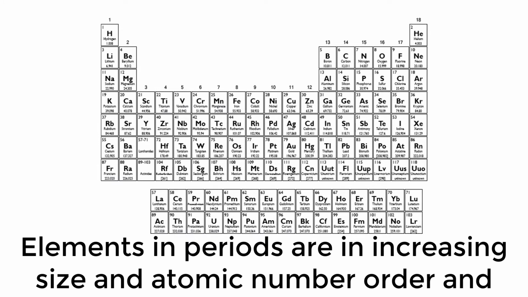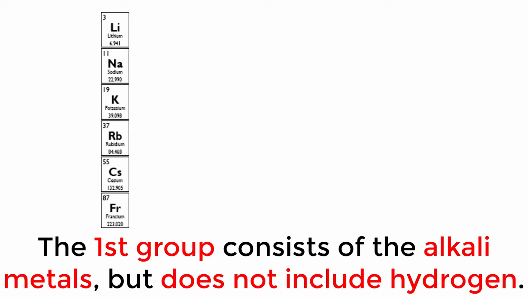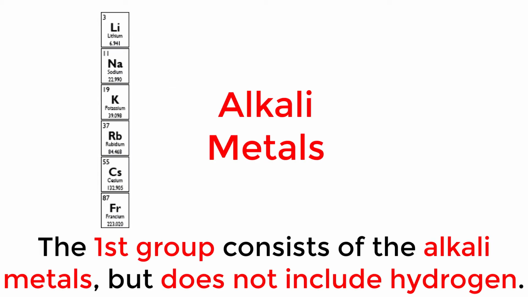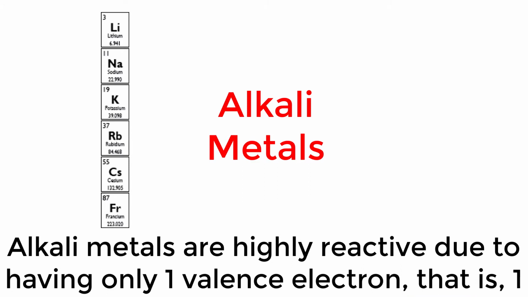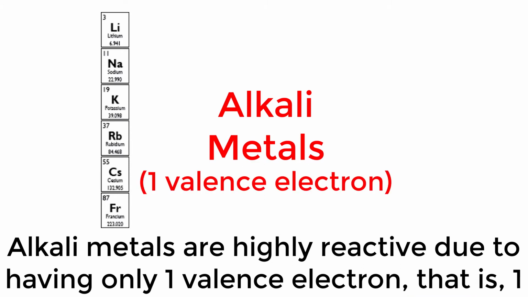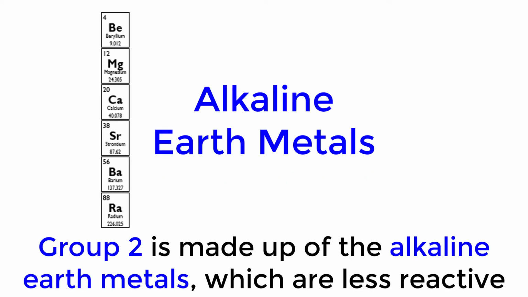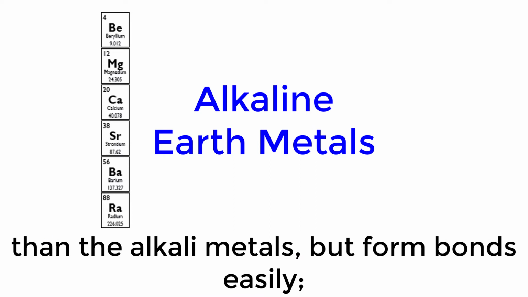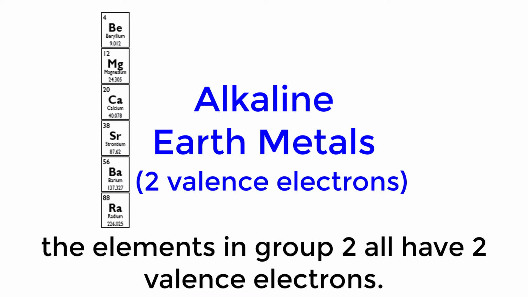Elements in periods are in increasing size and atomic number order, and elements in each group are physically and chemically similar. The first group consists of the alkali metals, but does not include hydrogen. Alkali metals are highly reactive due to having only one valence electron, that is, one electron in its outermost shell. Group 2 is made up of the alkaline earth metals, which are less reactive than the alkali metals, but form bonds easily. The elements in Group 2 all have 2 valence electrons.